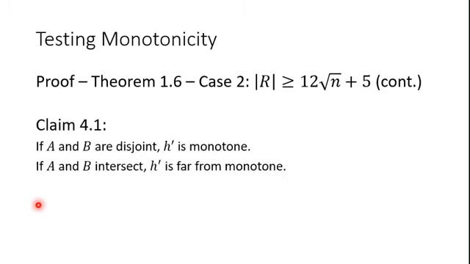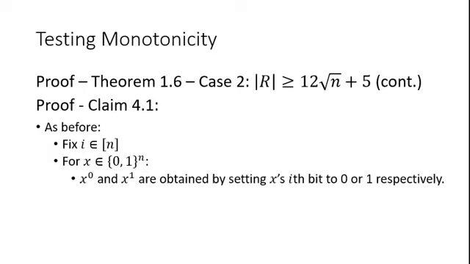So we will show claim 4.1, which is that if A and B are disjoint, H prime is monotone, and if A and B intersect, H prime is far from monotone. This is very similar to what we saw in the previous case. To prove this, as before, we will fix I to be a subset, included in 1 through n, some index in 1 through n. And for some x, just as we did before, we will have x0 and x1. Again, this is exactly as we set before.